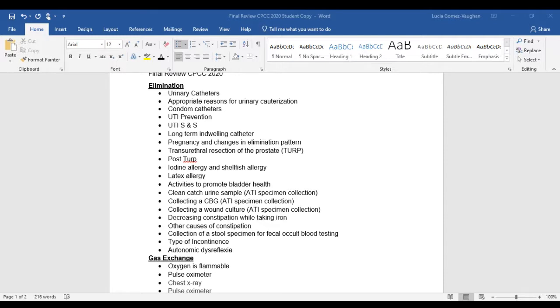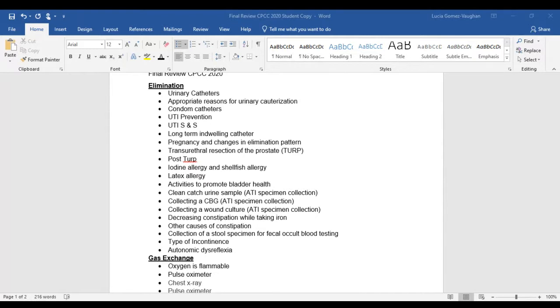Iodine allergy versus shellfish allergy. People with a shellfish allergy will react to certain shellfish. Shellfish include marine creatures with shells, including crabs, shrimp, lobster, oysters, scallops, as well as squid and octopus. We want to use chlorhexidine as the antiseptic when inserting a Foley catheter instead of povidone iodine, just because people with shellfish allergies could possibly have a cross allergy to povidone iodine.